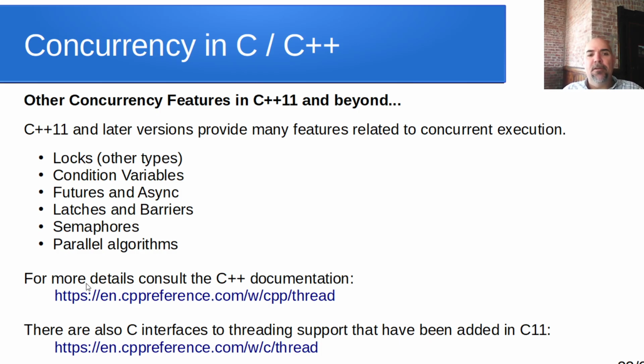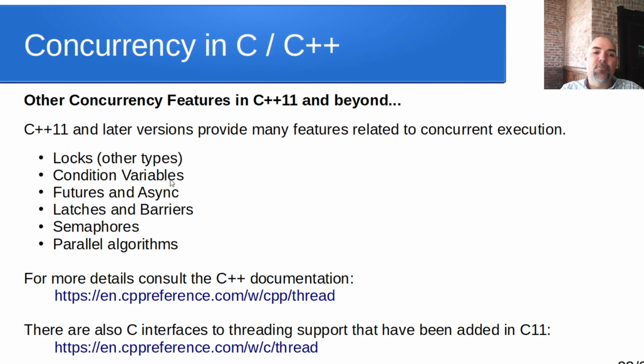All right, now, a couple final things here, and then we'll be done for today. There are a few other concurrency features in C++11 and beyond. The first one, locks, we looked at. There are other types of locks where there's a method to try a lock to see if it's locked or not. There's some other things with locks that I'd encourage you to look up.